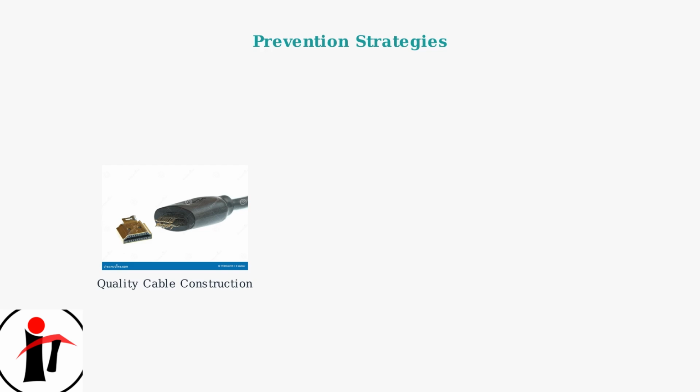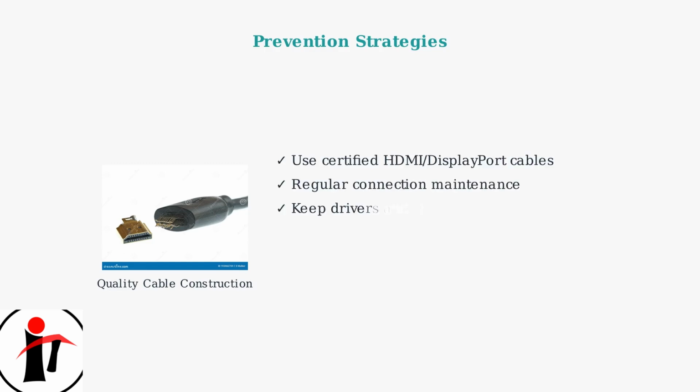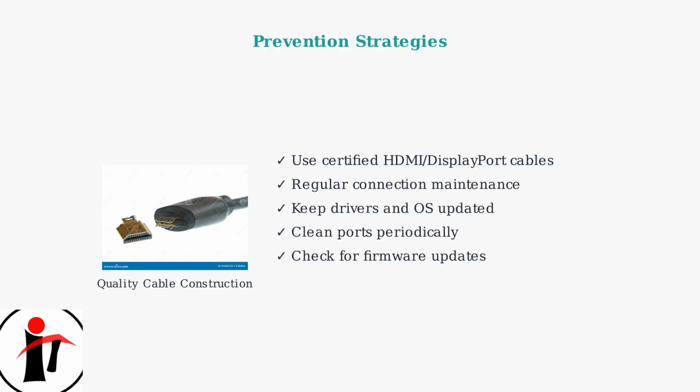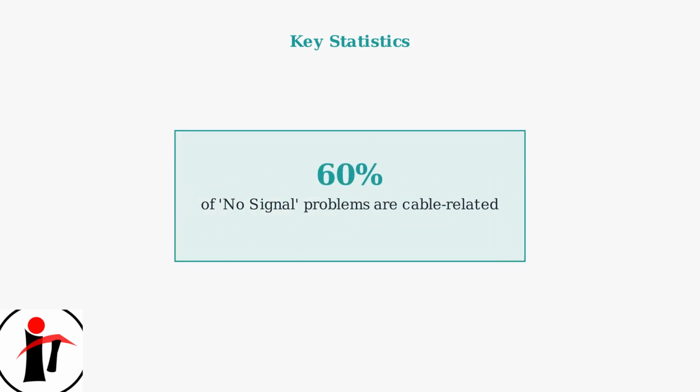Now let's cover prevention strategies to avoid future signal issues. Invest in high-quality certified cables with proper shielding and gold-plated connectors. Cheap cables are often the root cause of signal problems. Regular maintenance includes checking cable connections, cleaning dust from ports, and keeping your system updated with the latest drivers and firmware.